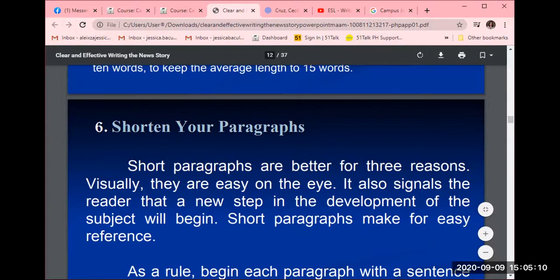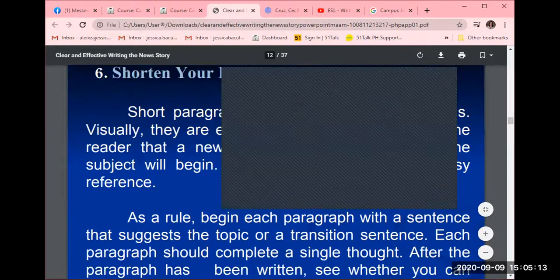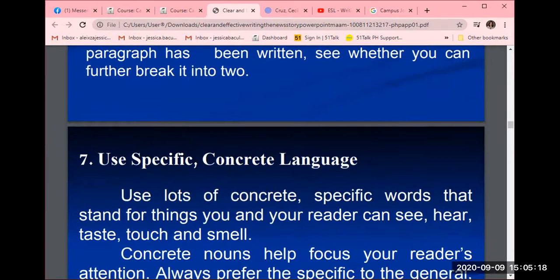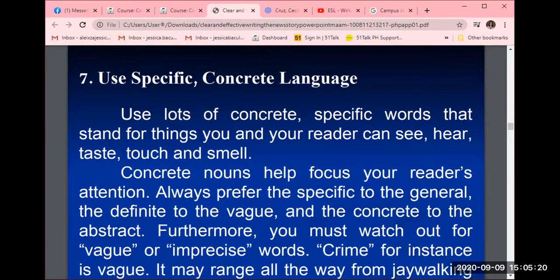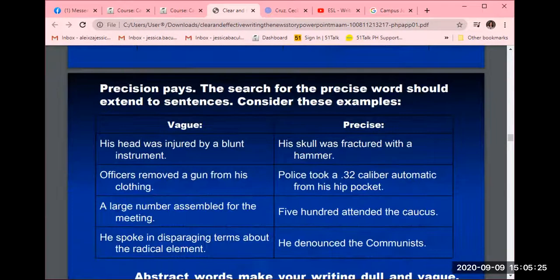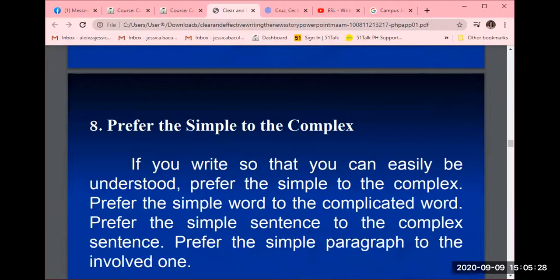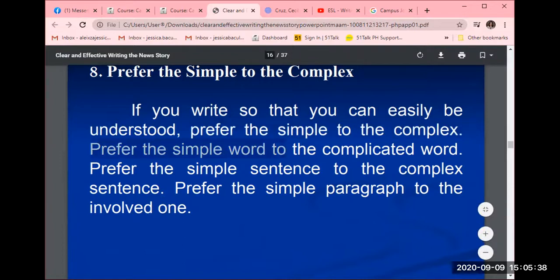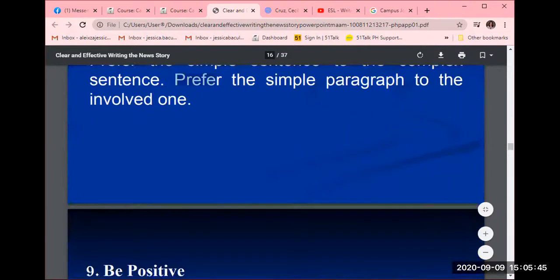And then shorten your paragraph. Basically, just like writing your sentences, shorten your paragraph. Use specific and concrete language. Do not use figurative language, idioms, and the like. And prefer the simple to the complex one. So if you write so that you can easily be understood, prefer the simple to the complex method. Prefer the simple word to the complicated words. Prefer the simple sentences to complicated sentences. And prefer the simple paragraph to the involved one.